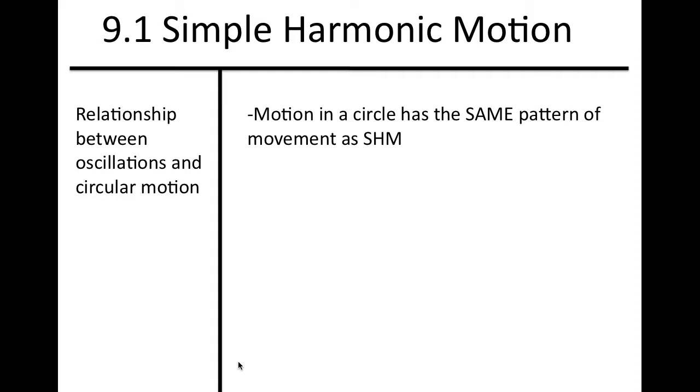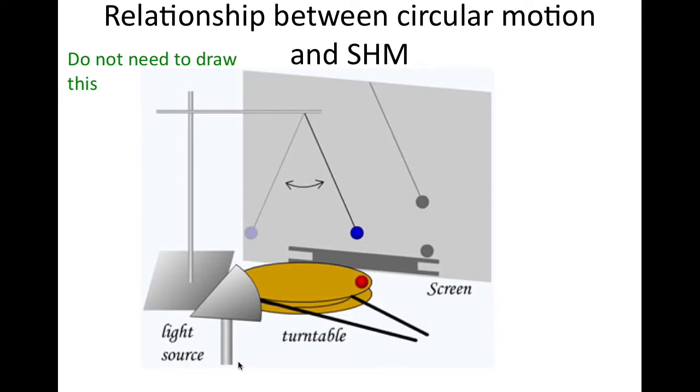There is a relationship between oscillations and circular motion. So you're going to see a lot of referring back to our circular motion unit. And the really neat thing is that the motion in a circle has the same pattern of movement as simple harmonic motion. You will have seen already that we have the same terms such as frequency and period, and there is a reason why.